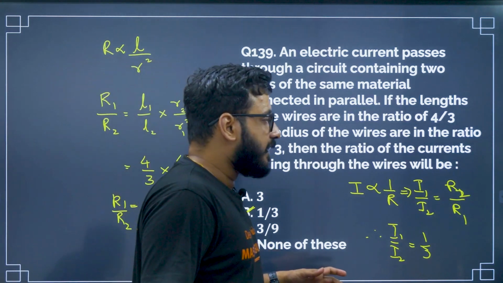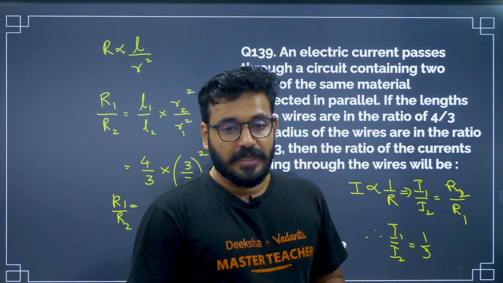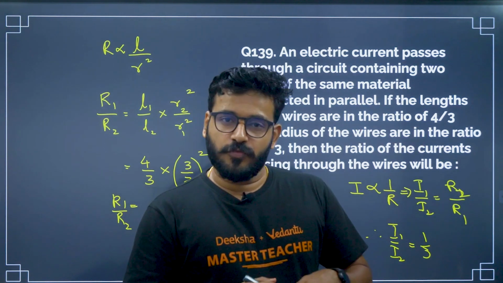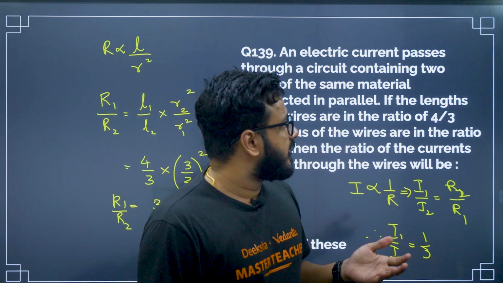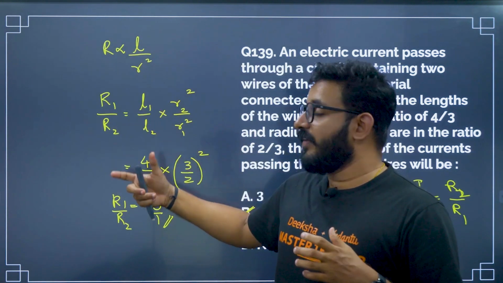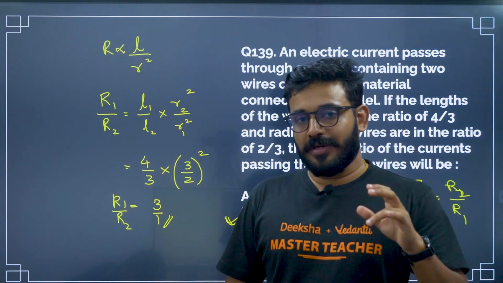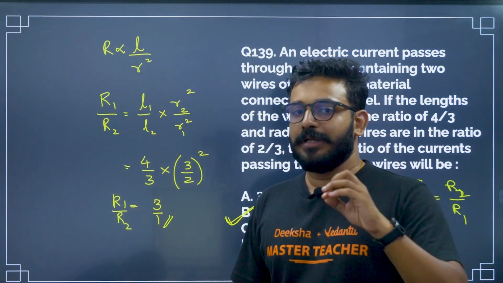So whatever is the resistance ratio, the reciprocal of that will be the current ratio. So that is very, very simple. All of you can understand. More the resistance, less will be the current. Very easy question, so there is nothing much to worry about. But yes, you need to have a very good flow and not squander at any point, because even the tiniest mistake will lead to the wrong answer.